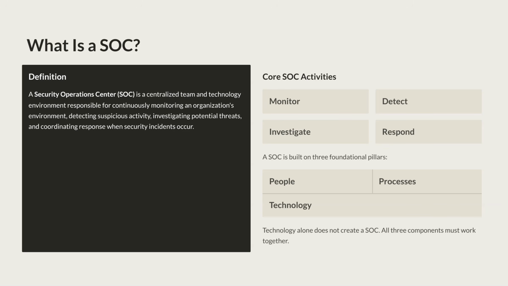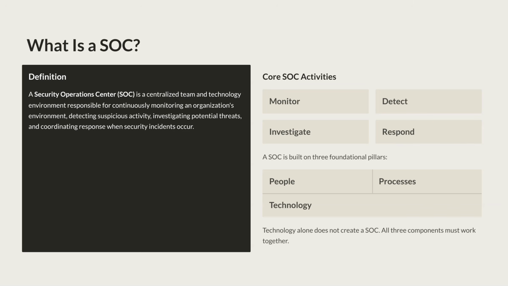Technology gives us visibility and detection capabilities. Processes define what we do with that information. And people analyze the context and make decisions. You can buy every security product on the market, but simply having those products does not mean you have an effective SOC. Modern environments are also huge.